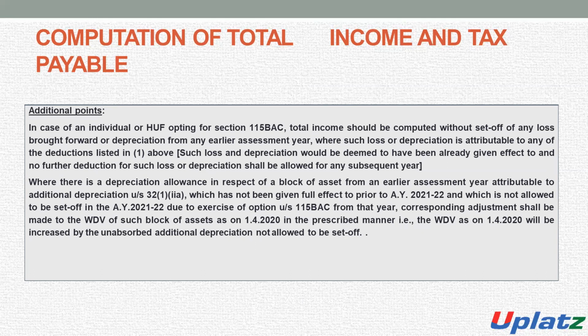Where there is depreciation allowed in respect of a block of assets from an earlier year which relates to additional depreciation, then the additional depreciation will not be available. Means the provision of additional depreciation will not be available when the assessee pays tax or calculates the amount of tax at the concessional rate of income tax.